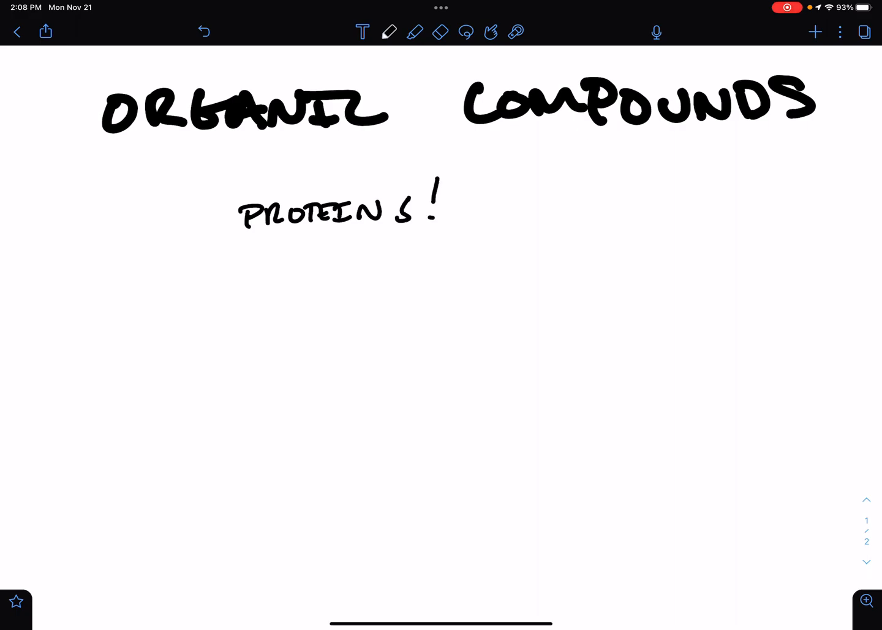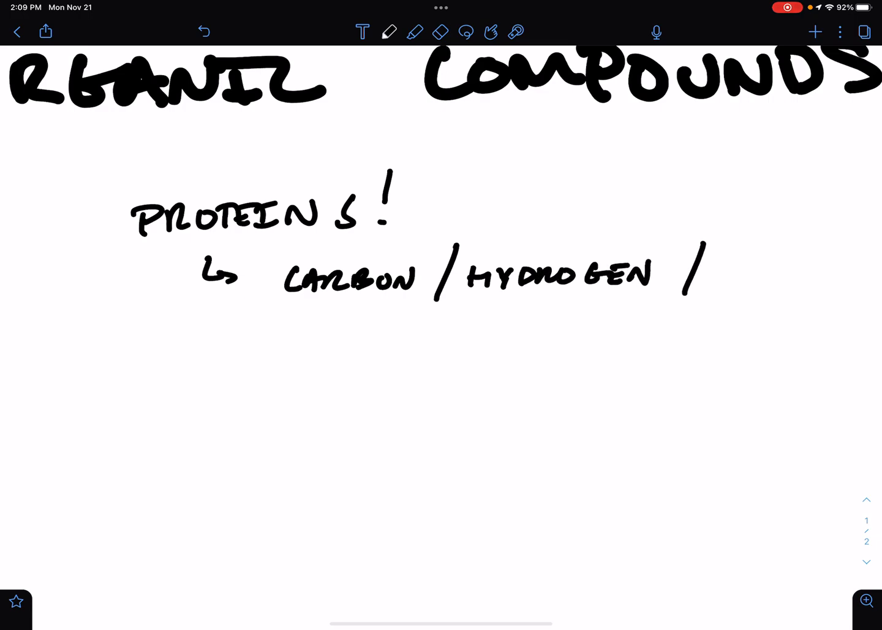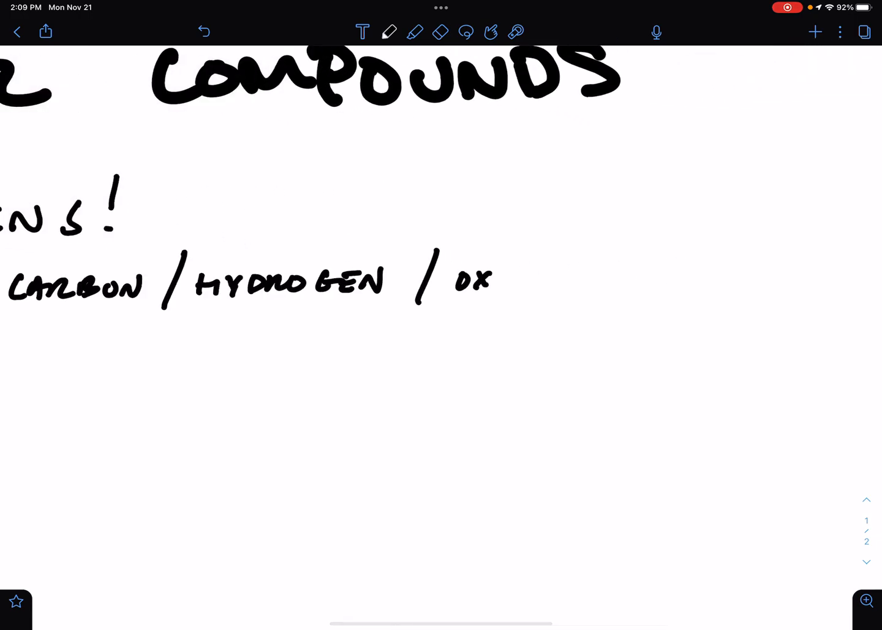Okay, proteins. I'm sure you've heard of them before. You might have some information about them, and you also might have some misinformation about them. What are they made of? Primarily carbon, but also hydrogen, oxygen, and nitrogen.